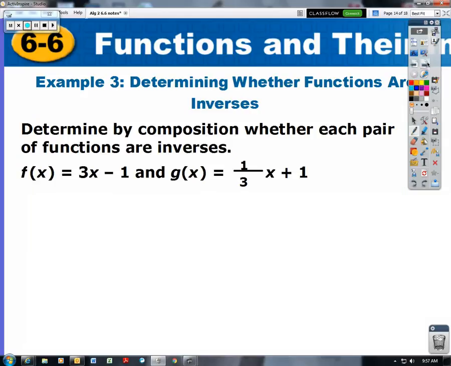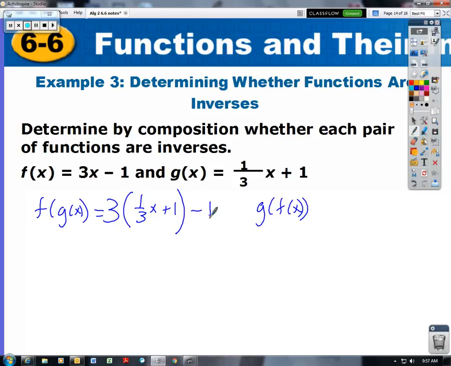Let's move on and do an example. We're going to determine by composition whether these are inverses. So we're going to do f of g and g of f. Here's f of g over here, and over here's g of f. I'm going to be checking work on these, so make sure you go through the steps. So f of g, you take the inner function, which is g, and you put it into f. So this whole thing will be going in for x. So I'll have a 3. I have to replace the x, so I need a parenthesis. I'm replacing it with this entire function, 1/3 x plus 1, and then minus 1.